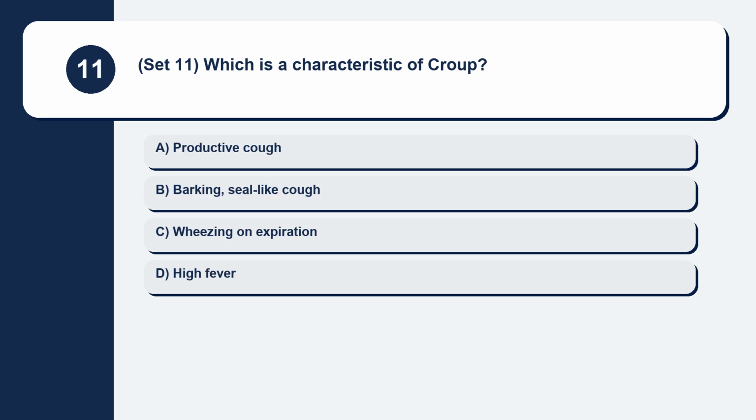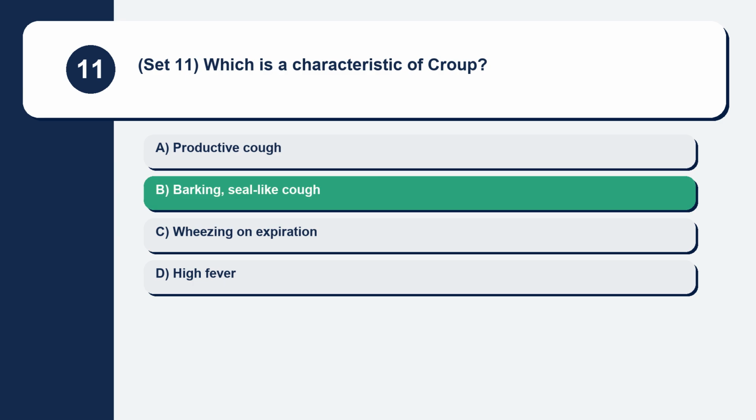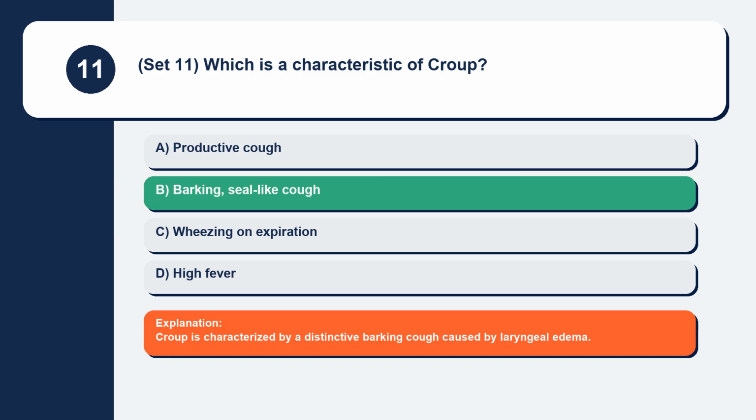Question 11. Set 11. Which is a characteristic of croup? Productive cough, barking, seal-like cough, wheezing on expiration, high fever. Croup is characterized by a distinctive barking cough caused by laryngeal edema.